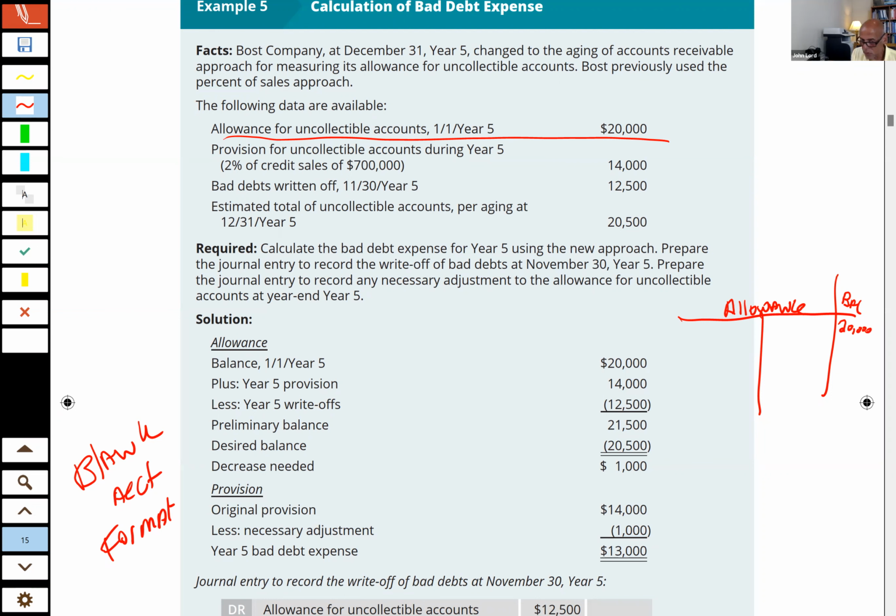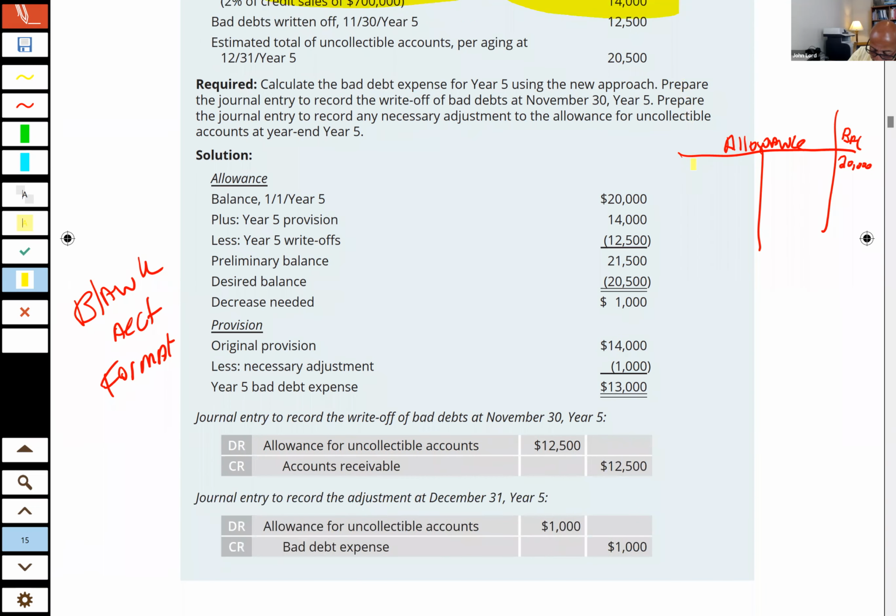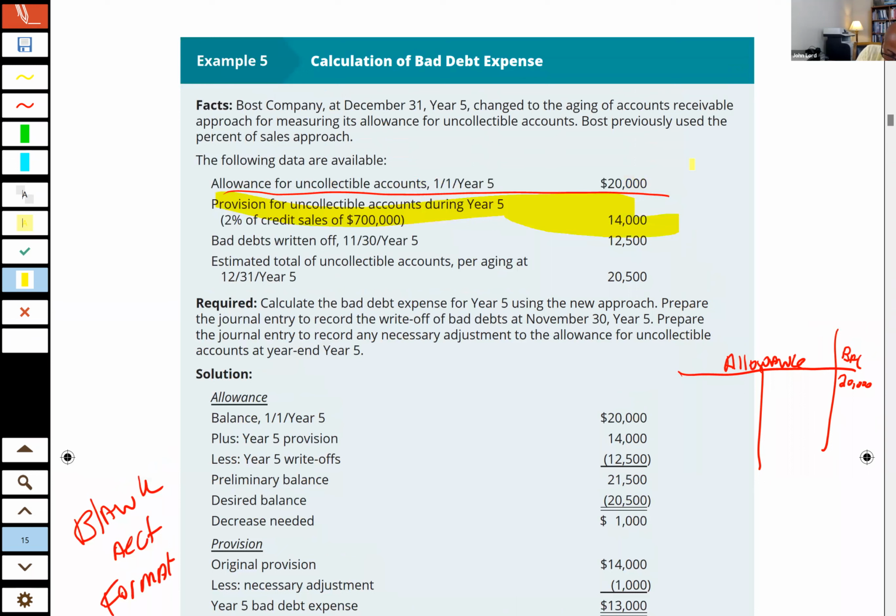20,000. Okay, now, even though we must make an adjustment at year end using either the aging or the percentage of the receivable, in this question, they told us they take provisions during the year, based on their sales. So they had sales of 700,000. They thought 2% of that, based on their experience, would go bad. So what did they do? In this question they don't show you the journal entry, so I'm just going to show you. They debited bad debt expense for 14,000 and they credit the allowance.